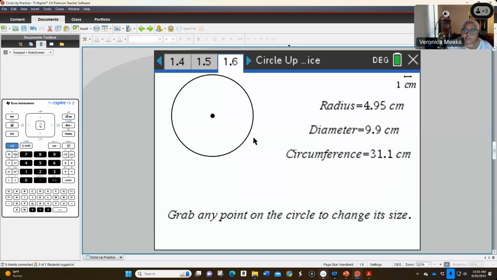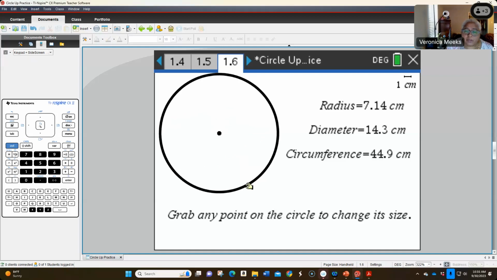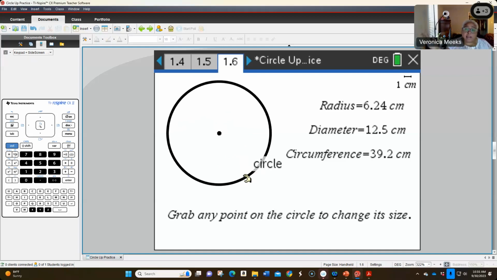So we have a page here where a circle is already created, and the measurements are already done for the radius, the diameter, the circumference. So what we want students at this point to do is take their table and then just drag it. You grab a point on the circle and drag it until they like the measurements, and then write them down and add them to your table.